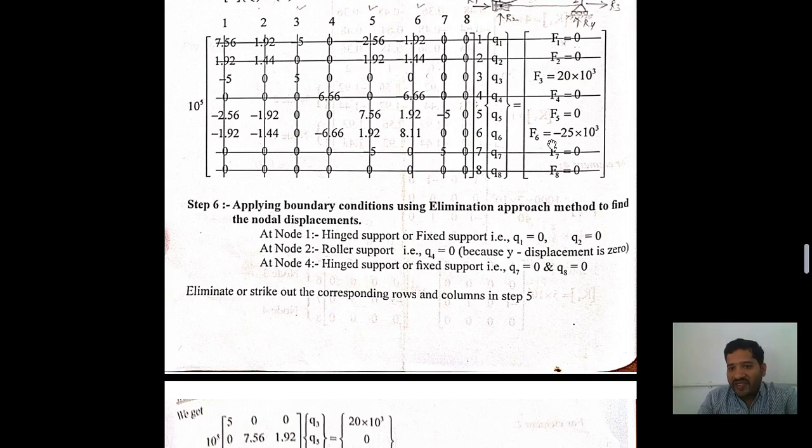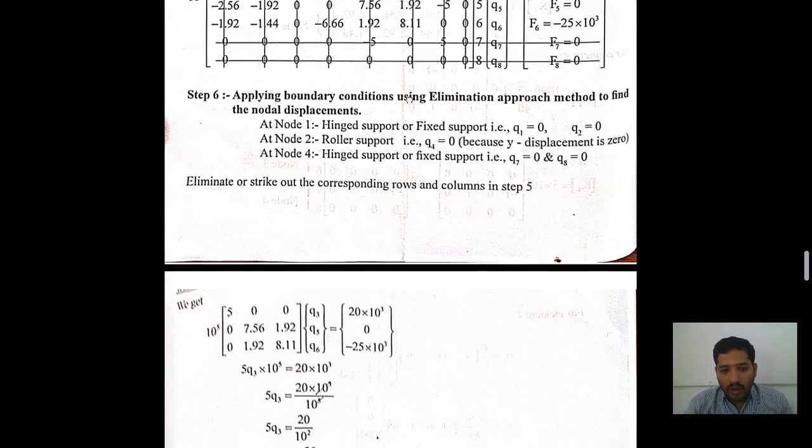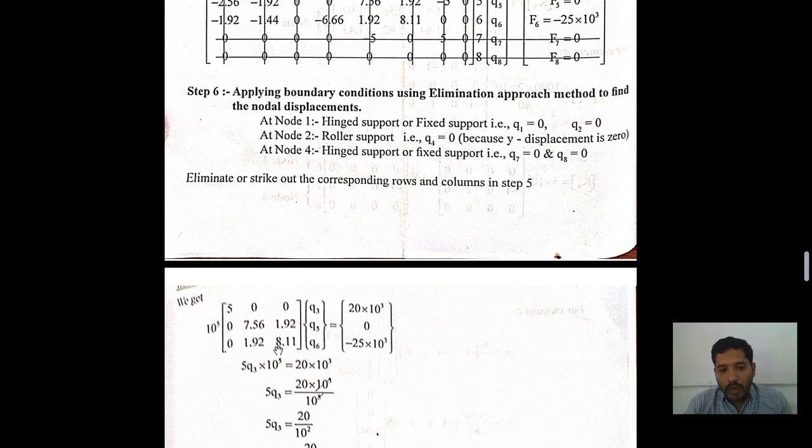Again you have to go for F6 value because F6 is the horizontal, which one force? The vertical force is acting at the pinned. Clear? F6 how much? This type of force is acting on the body. Compressive force is acting. If the compressive force is acting on a body, for that reason we need to consider the value of minus 25 into 10 power of 3 Newton. Clear? So here 0, 1.92, 8.11, 0, 1.92, 8.11.